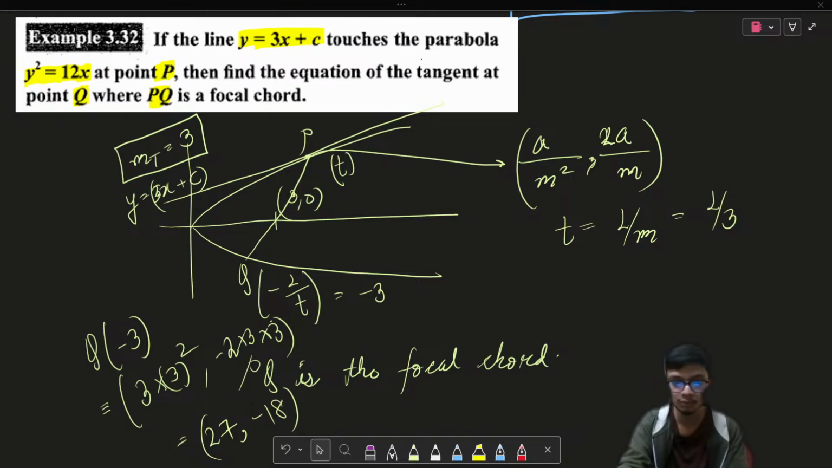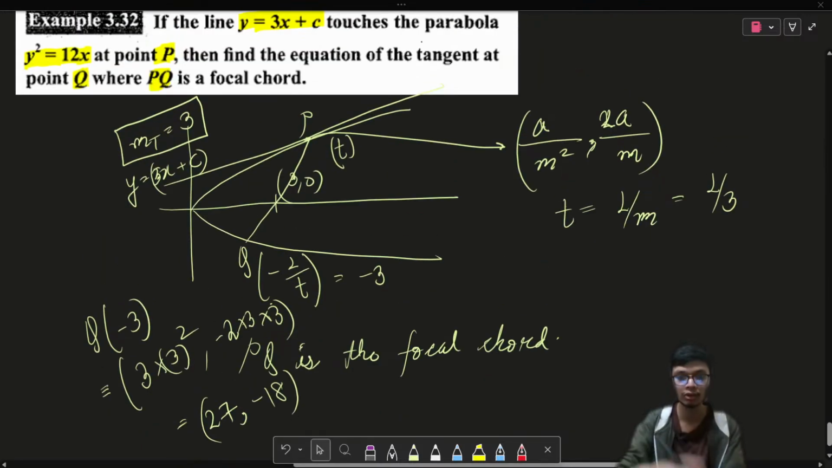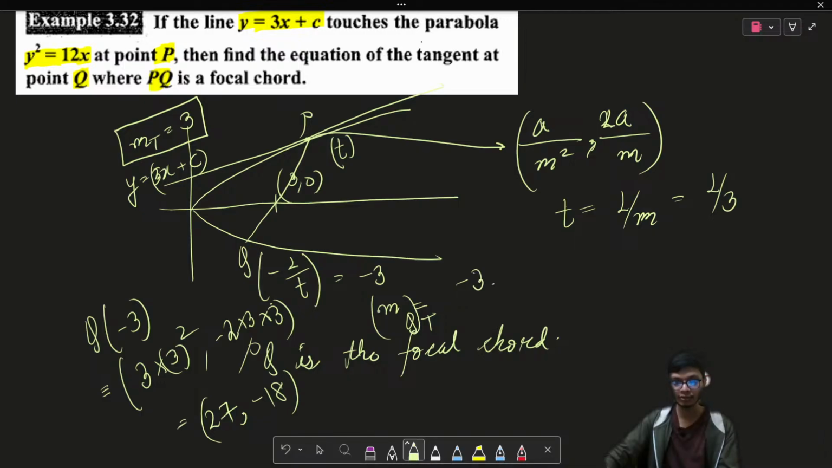So from the coordinate of point Q, and also once we know the parameter, 1 upon t is equal to this, therefore the slope of the tangent at Q is going to be minus 1 upon 3, right? Minus 1 upon 3, that is going to be the slope of the tangent at Q.